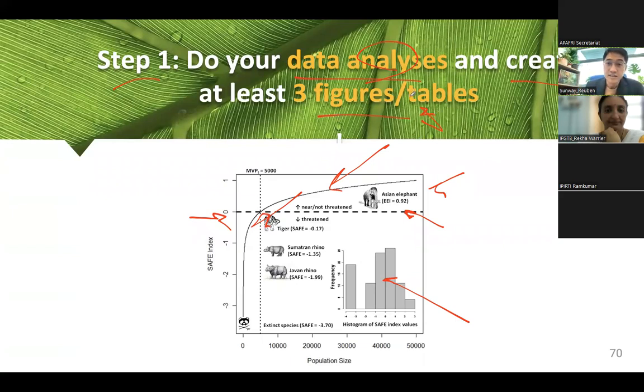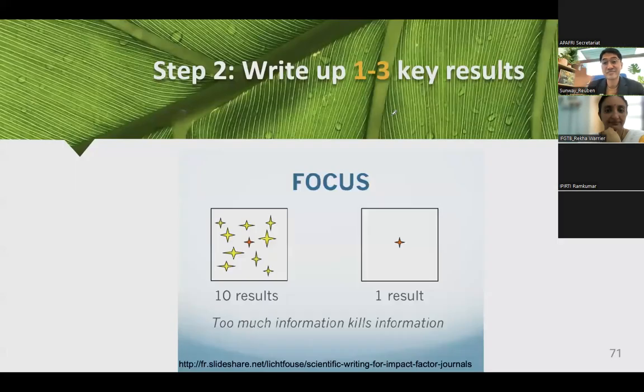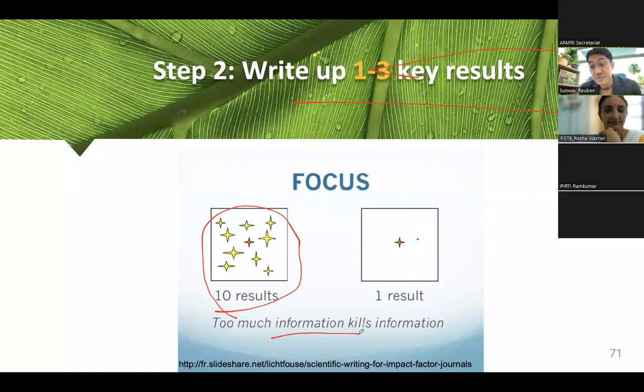So once you figure out your 3 figures or tables, again, rule of thumb, the Steve Jobs principle of 3, it's always good to have at least 3 things in your paper, 3 figures or tables. Get it done first, and then you write up your results. Once you have your figures in place, start writing up what each figure means. You may have a lot of results from your analysis, but if you report all 10 results from your data collection, too much information kills information. So always focus on 1 to 3 key results from your paper. You might want to publish the rest later.